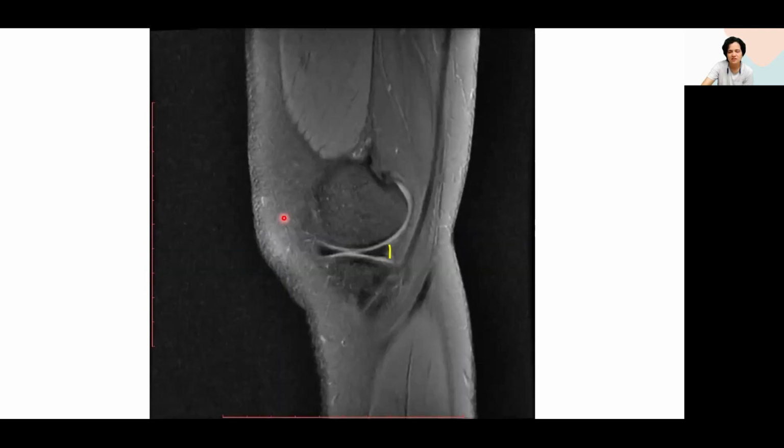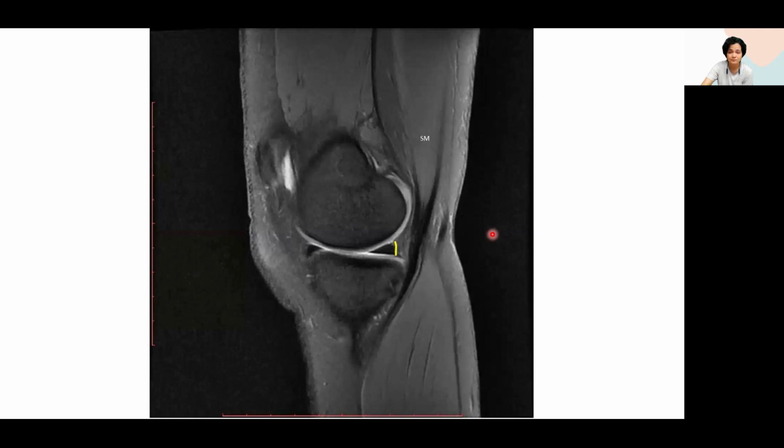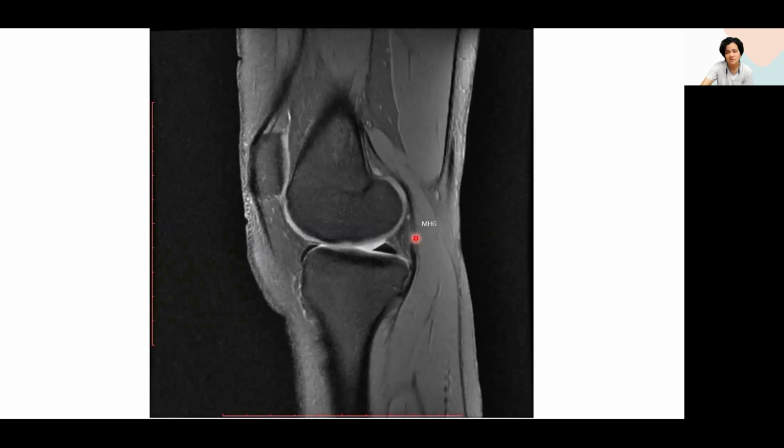On sagittal view, you can see the region of ramp area where there is juncture between the posterior horn of medial meniscus and the capsule. So if there is injury in this area, it will appear as hyperintense, which is known as a ramp lesion. It is arthroscopic blind spot, and it is important to report that on MRI. This is semimembranosus tendon, and this is medial head of gastrocnemius.